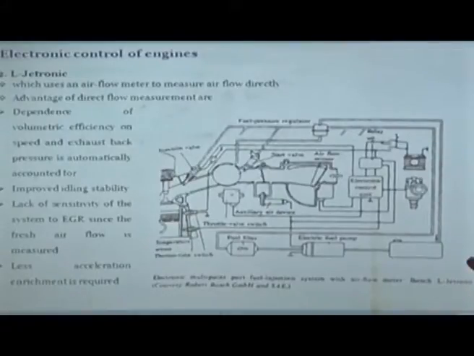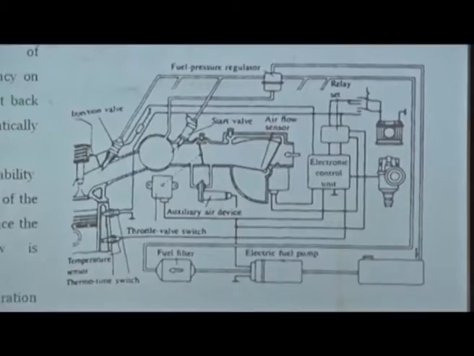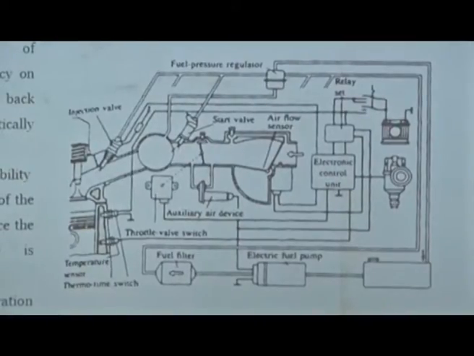So when the air is moving in, what will happen? This is semicircular. So more air flow rate, more this will move like this, right? The more the mass flow rate of the air, the more will be the deflection in the airflow sensor, and that is electronically measured and told to the ECU as an input. Okay, and that's how you do the direct measurement. So this is one simple example of the L-Jetronic system, which is a significant improvement over the D-Jetronic system.